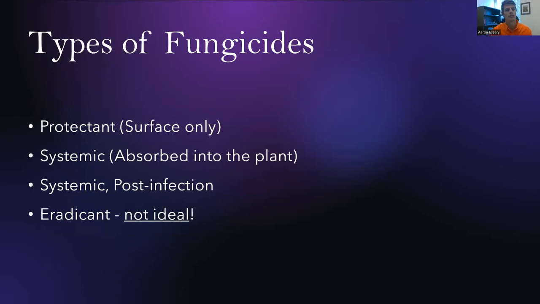So types of fungicides, there's protectants, which is surface only, contact, there's systemic, which gets absorbed into the plant. There's systemic post-infection, which is really no different than systemic, but post-infection means that the disease is already present. Let's say you're out scouting and you see powdery mildew, spray a systemic, that'll get absorbed in and hopefully help control. And then there's eradicants, which are not at all ideal. That's spraying to kill the disease, which again, not the best position to be in, but I feel like everyone's been there, so it happens.